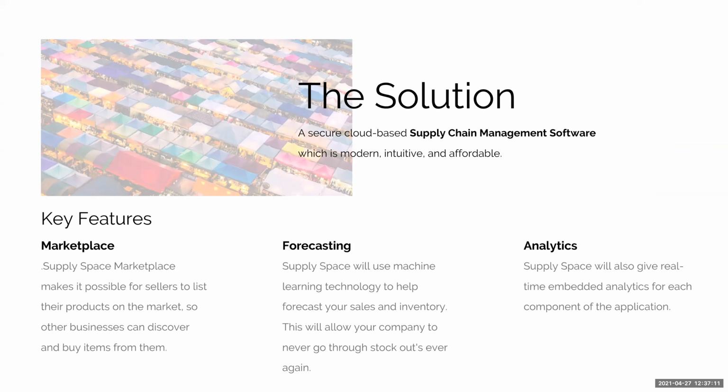The key features for this are the marketplace, which is a place where companies can list some of their products, which other companies using the app can see. So it creates a network which different companies can buy from, and this will be region-based. Then there's forecasting, which will allow you to manage your inventory and costs. It'll forecast for the future based on past experiences.